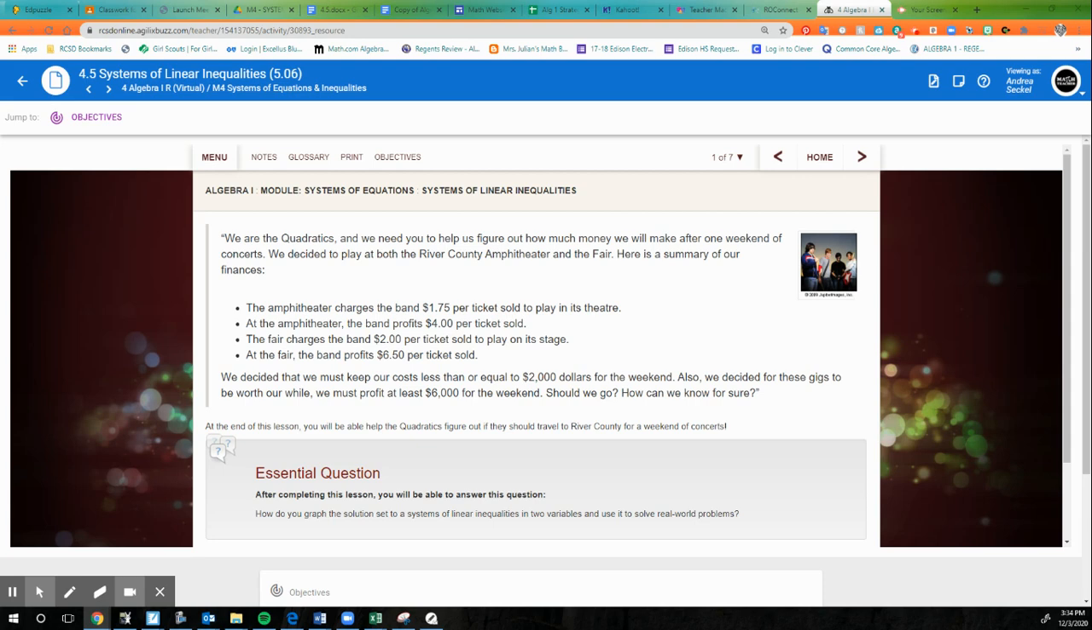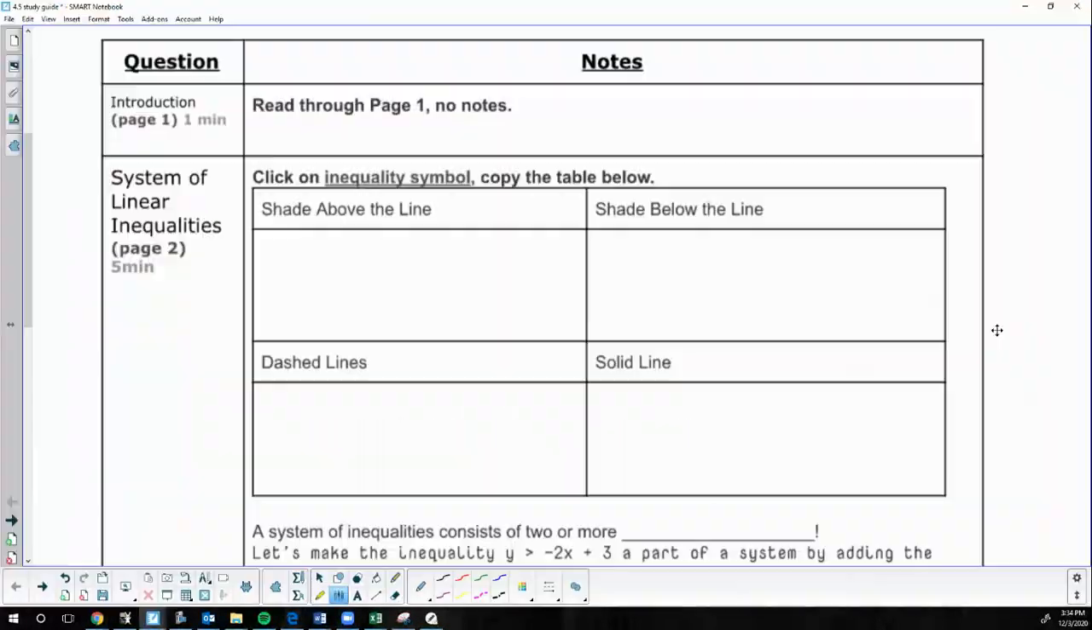Okay, welcome to 4.5, Systems of Linear Inequalities. Looking through the e-learning, there's not a ton in here that you really need to know. There's just a couple of really focused things that I want to make sure you know. So I'm actually going to switch over to the study guide and just kind of help you focus.